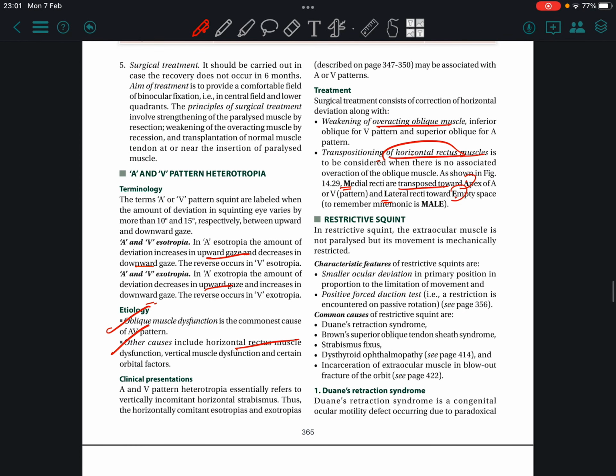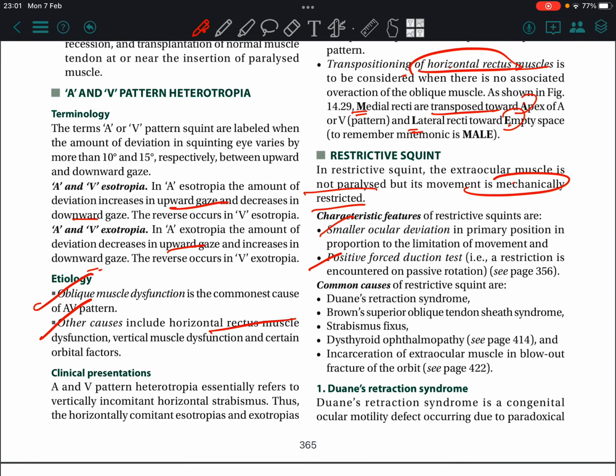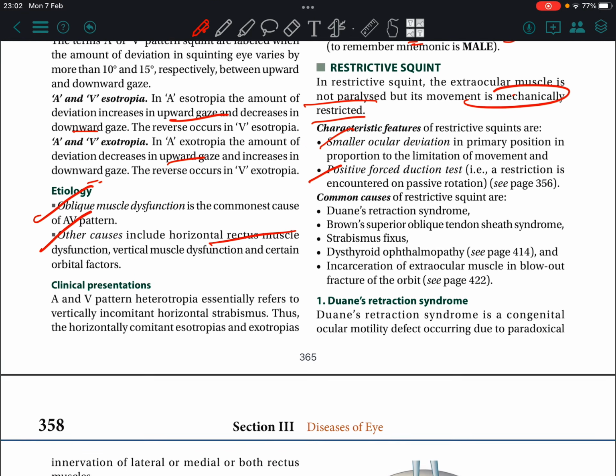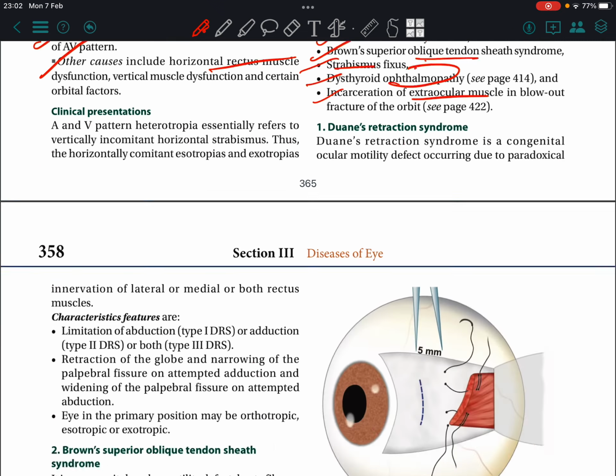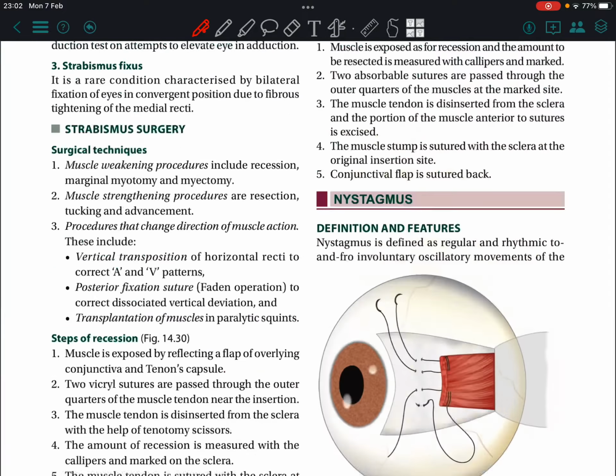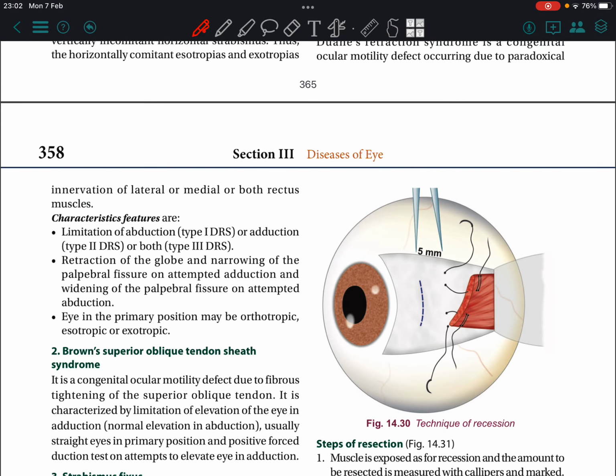Then restrictive squint. The extraocular muscle is not paralyzed, but its movement is mechanically restricted. Characteristic features are smaller ocular deviation and positive force duction test. Common causes: Duane retraction syndrome, Brown superior oblique tendon sheath syndrome, strabismus fixus, dysthyroid ophthalmopathy, incarceration of extraocular muscle. Duane's retraction syndrome.